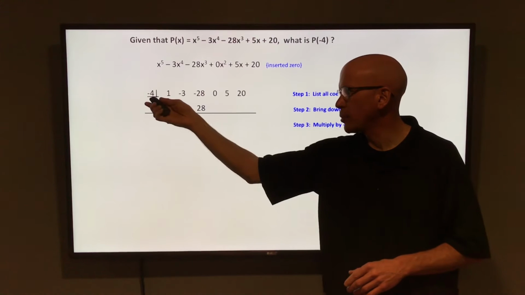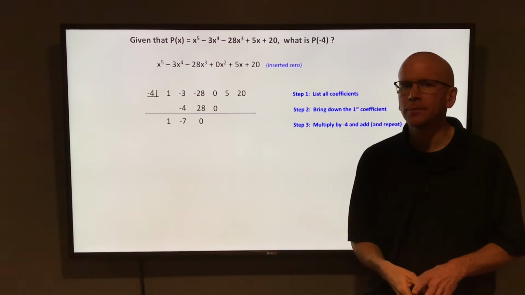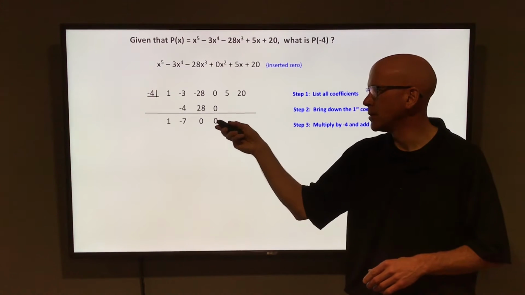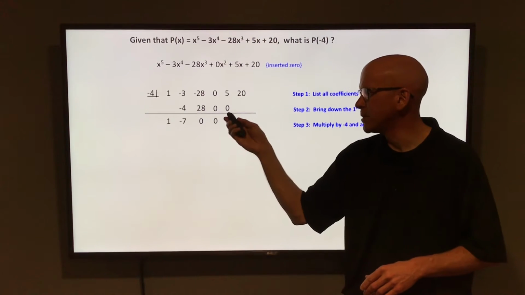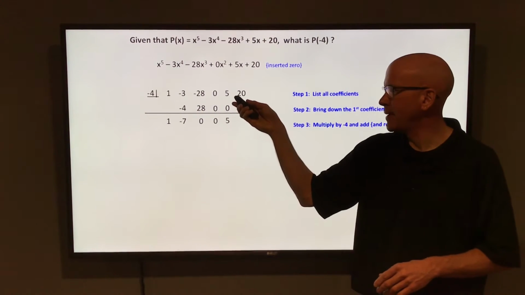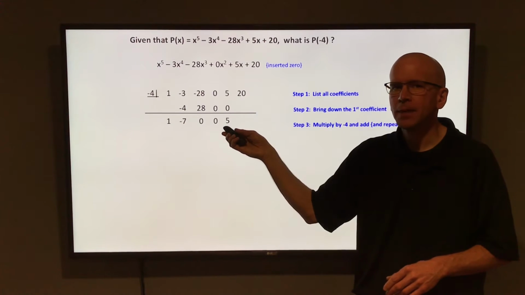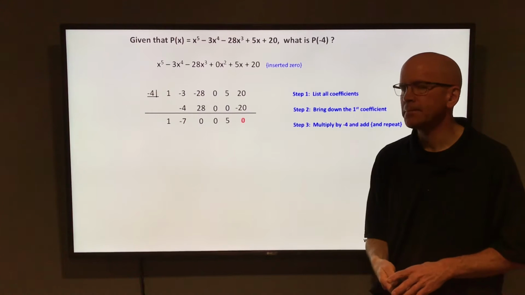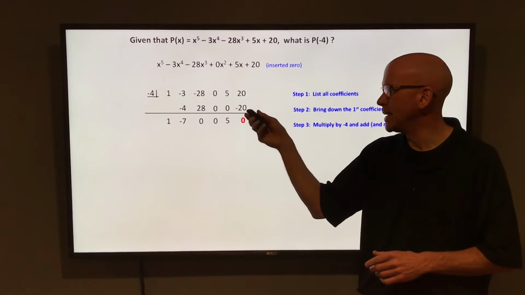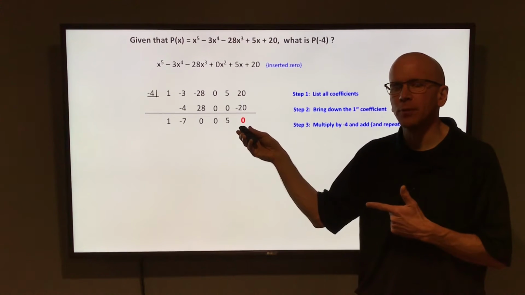Back to the box, multiply negative 4 by 0, that is 0. And then add 0 and 0, that is 0 again. Back to the box, multiply negative 4 by 0, get another 0. And then add 5 and 0, get 5. And finally, go back to the box, multiply negative 4 by 5, that is negative 20. And then add 20 and negative 20, that's the number we're after right there.